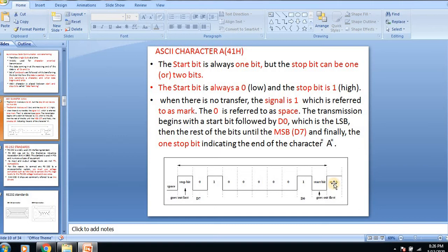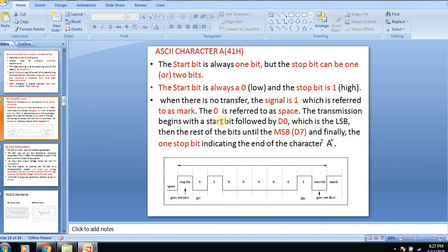So in this time it indicates that there is no transfer of the data. So, and that is okay. Next, the transmission always begins with the start bit and then followed by D0, which is the LSB of the bits, and then the rest of the bits are followed, and finally the one stop bit indicating the end of the character. So this is how the data is framed before transmitting through the communication channel.